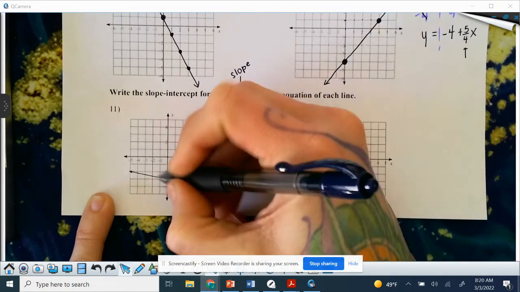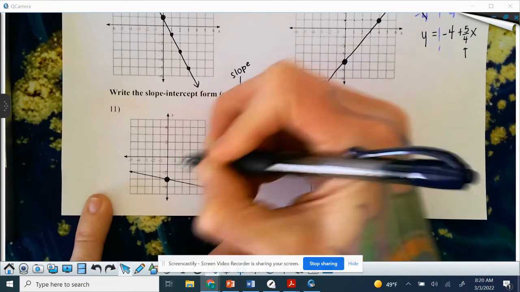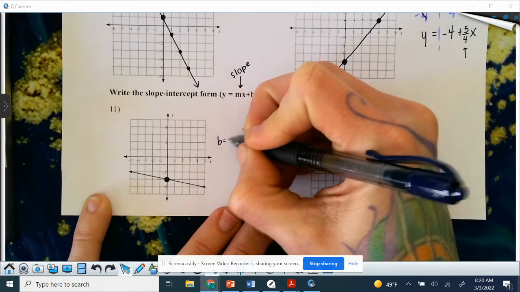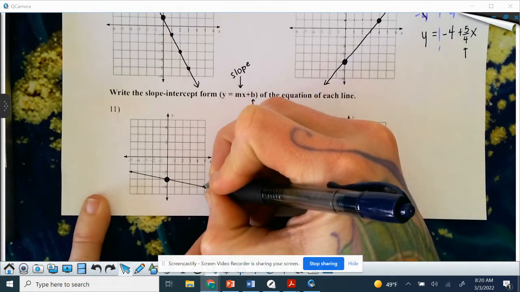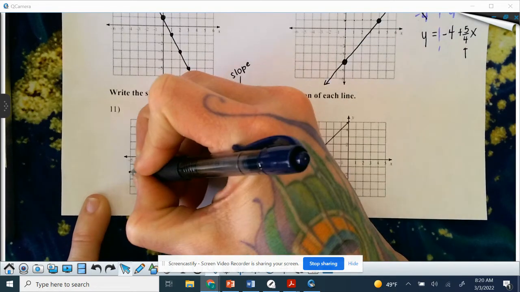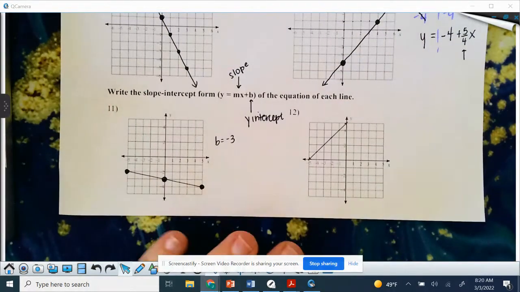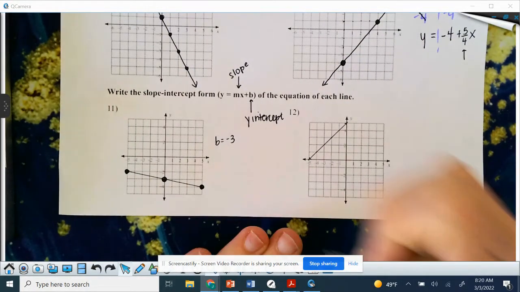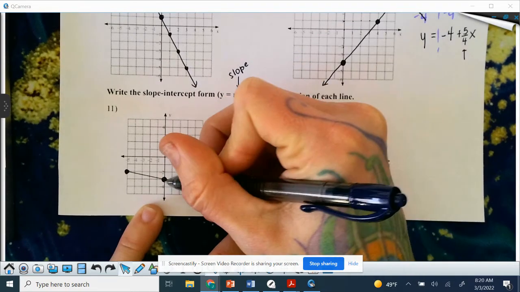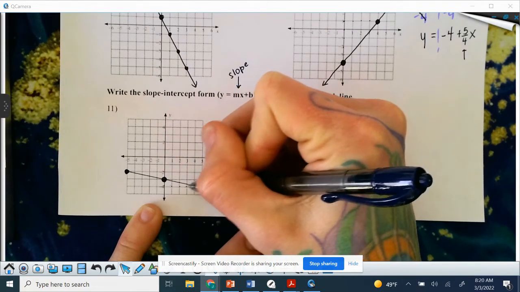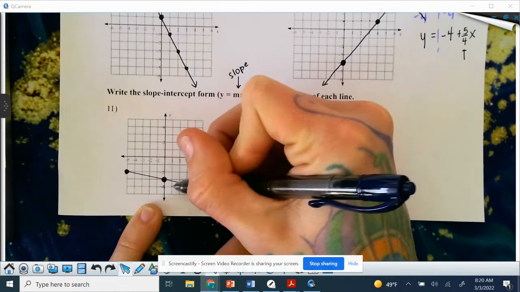If I'm looking at this, it touches the y-axis right here at negative 3. So that means my b value is going to be negative 3. I want to find another good coordinate, and it looks like there's one out here, and there's one out here. This line is decreasing as I read from left to right, so it is going down, so I know my slope is going to be negative. Looks like I went down 1, then 1, 2, 3, 4, 5. So the rise is 1, and my run is 5.